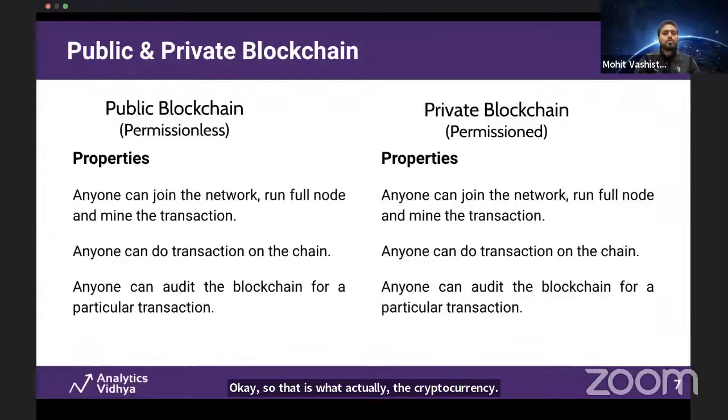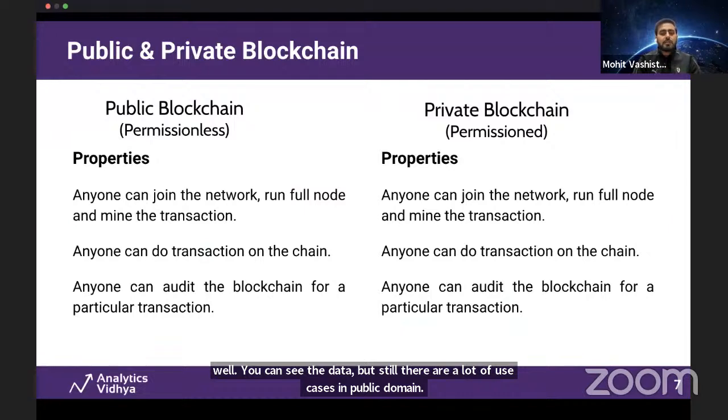Now, coming to the differences, there are two types of blockchain. One is the public blockchain, where everything is visible to everybody. Even if you don't have the private key of others, you can see the data. But still, there are a lot of use cases in the public domain as well. Let's say, for example, the governance system.